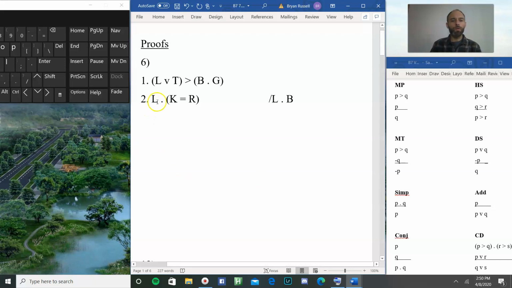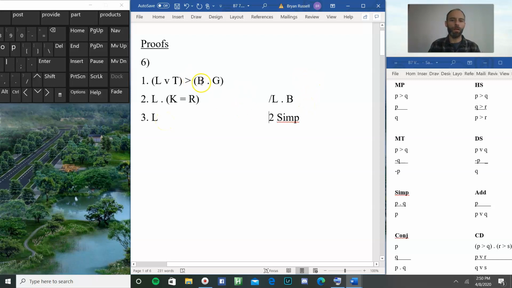So on line 2, we see L. And that will be pretty easy to get because we have the main operator as a dot with the L being to the left. Simplification will let us get that. In fact, let's go ahead and get that right away. So we can get L, and how did we do that? We just did 2 simplify. And now that we have L, we need to get B on a line by itself.